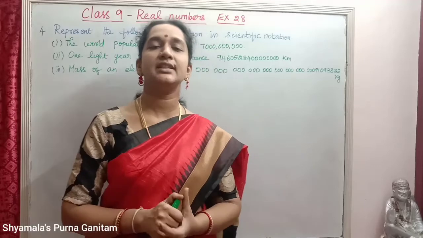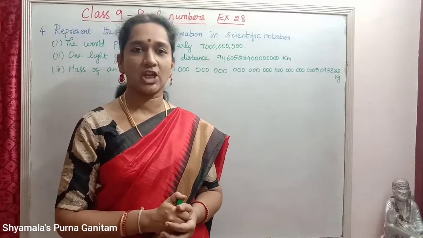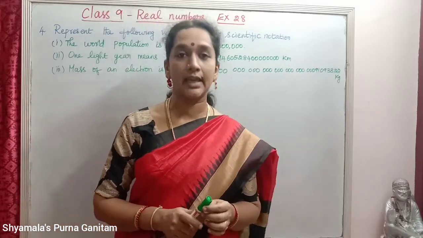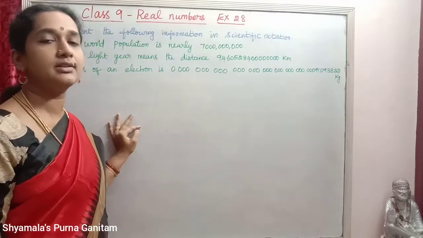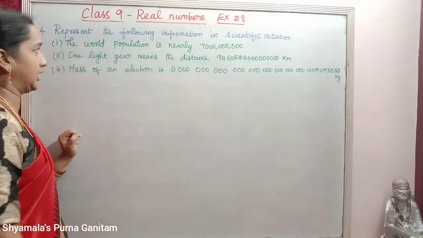Good morning students. In this class I will be doing class 9 Samacheer Kalvi syllabus, second chapter, Real Numbers. In that, I am doing exercise 2.8. Three sums are already completed. This is the fourth sum. Represent the following information in scientific notation.